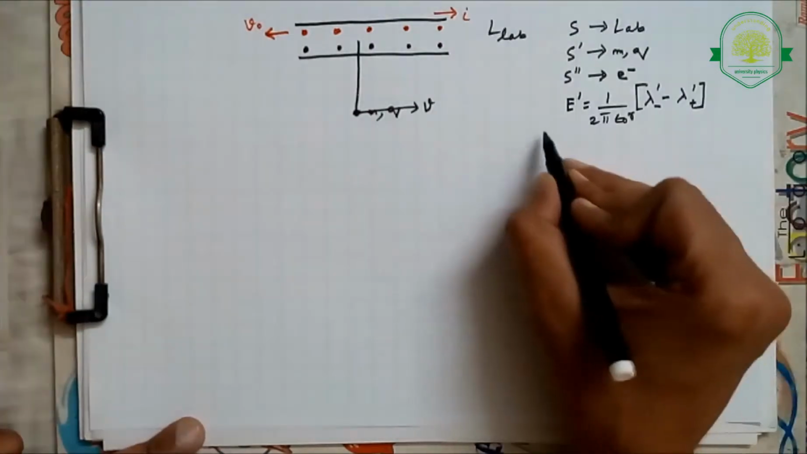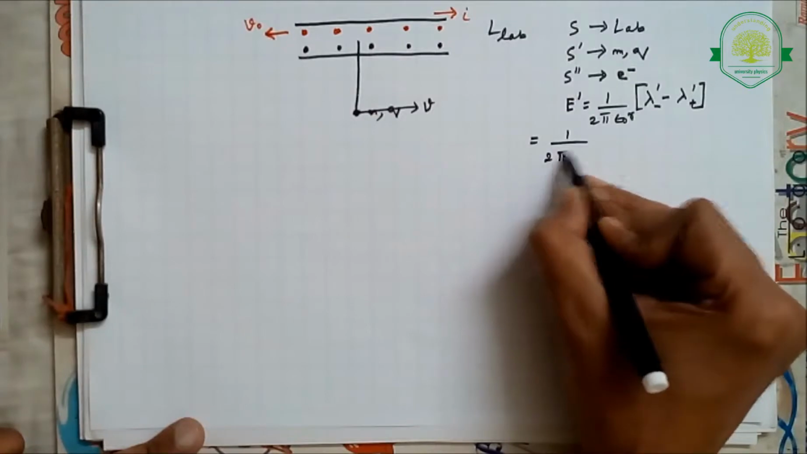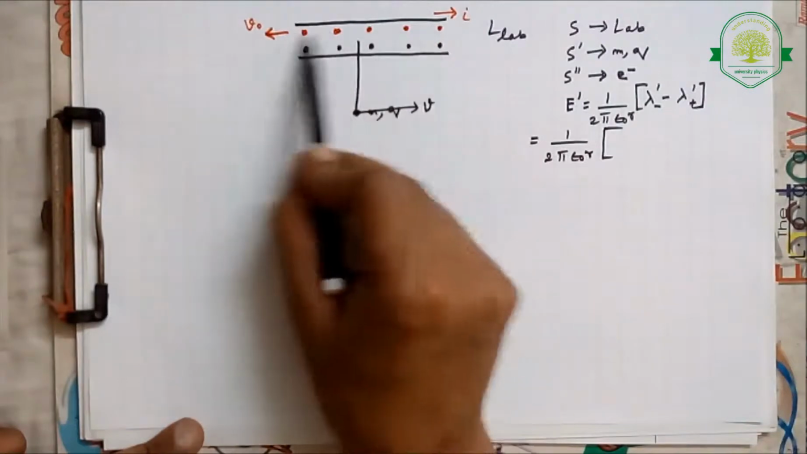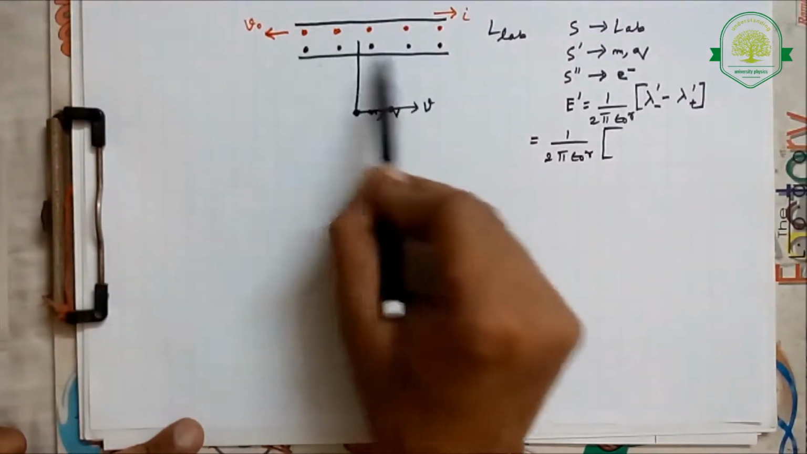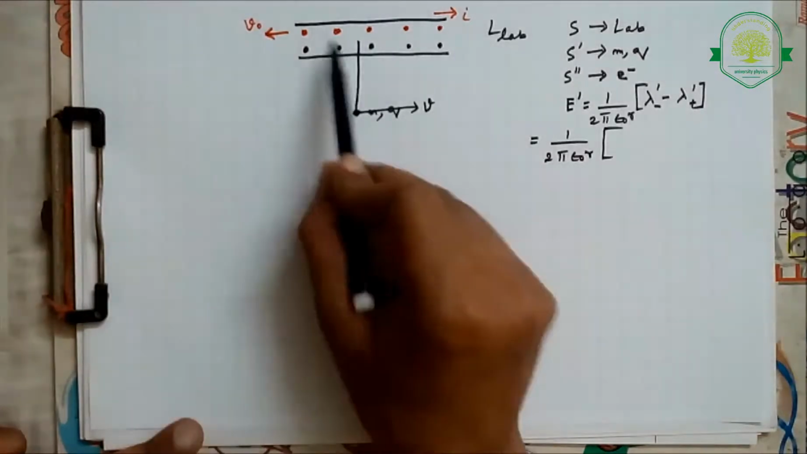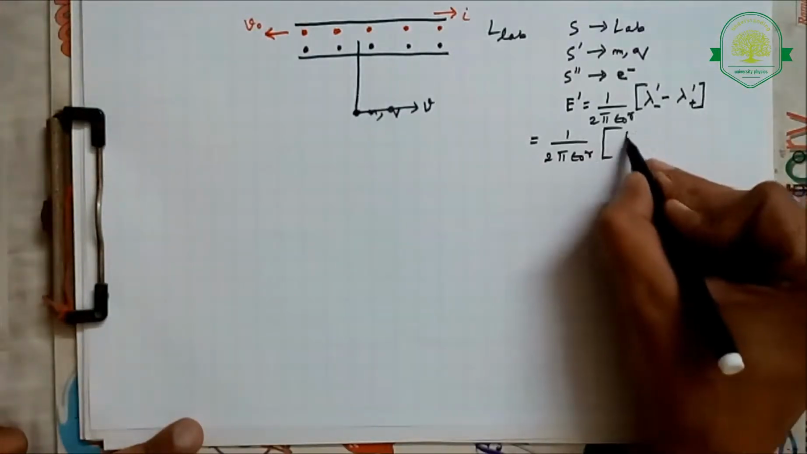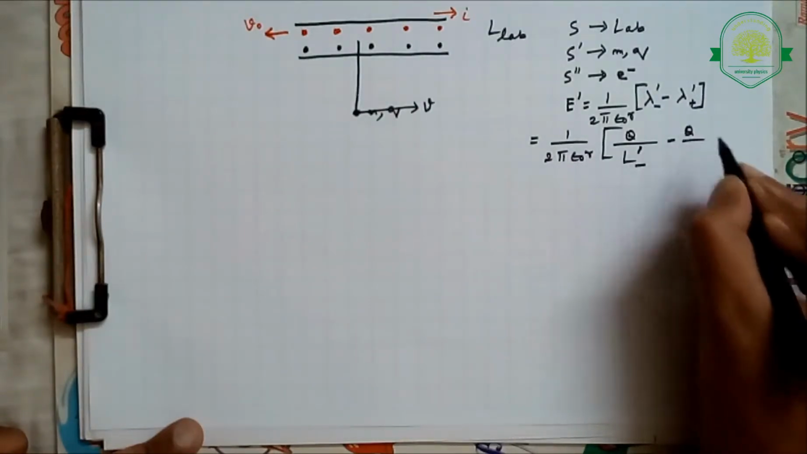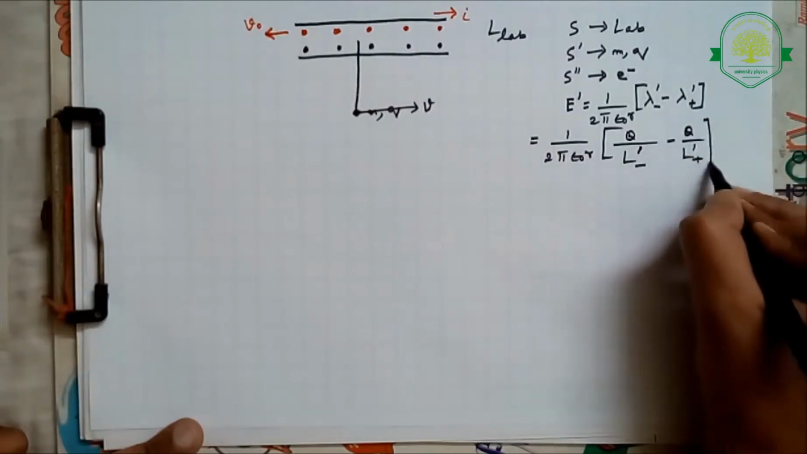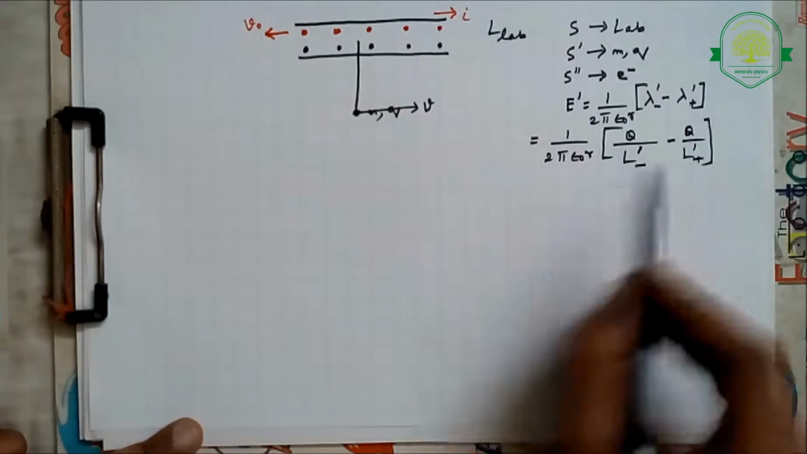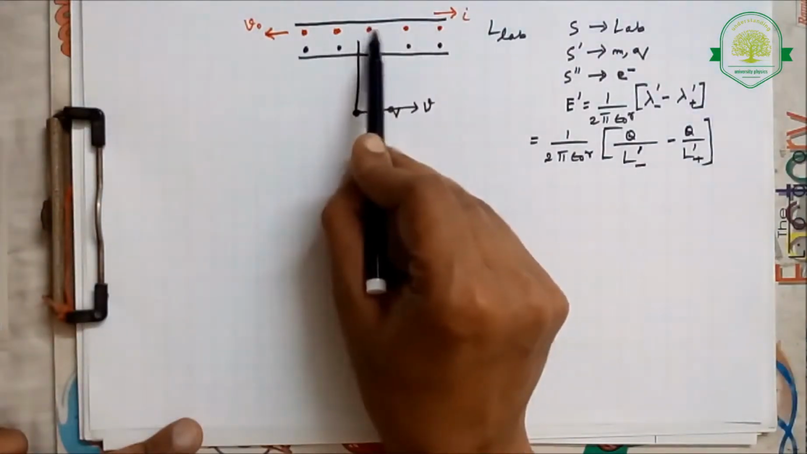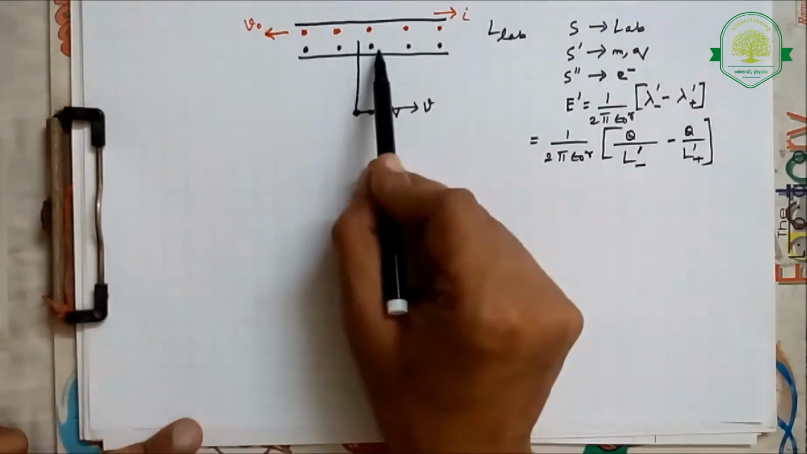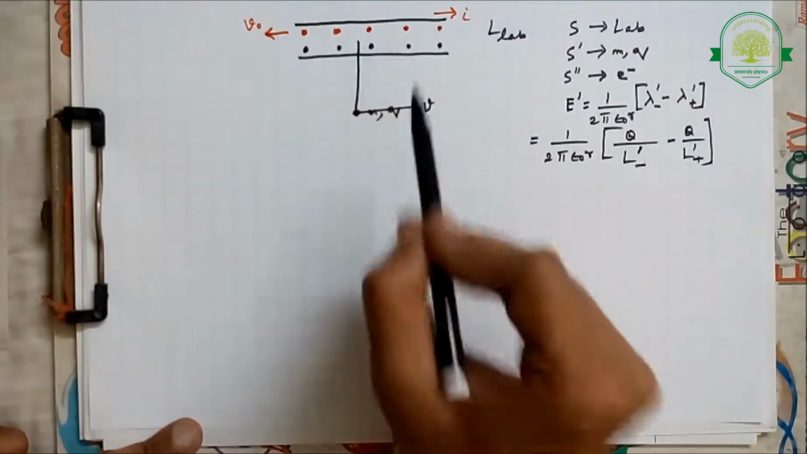Alright. So this is equal to 1 over 2 pi epsilon 0 r. Let both of these charges be capital Q, this being negative and this being positive. So capital Q over L minus primed minus capital Q over L plus primed. L minus primed is the distance between two successive electrons as seen from the primed frame, and L plus primed is the distance between two positive charges as seen from the primed frame.